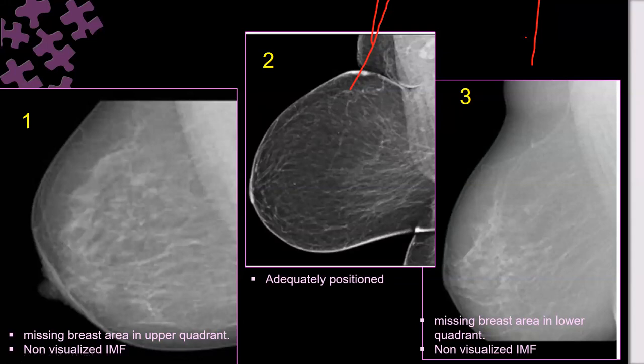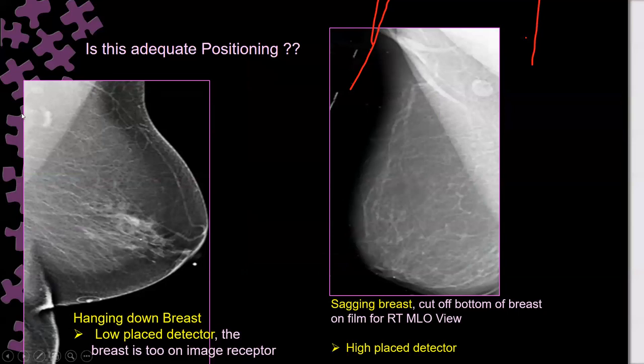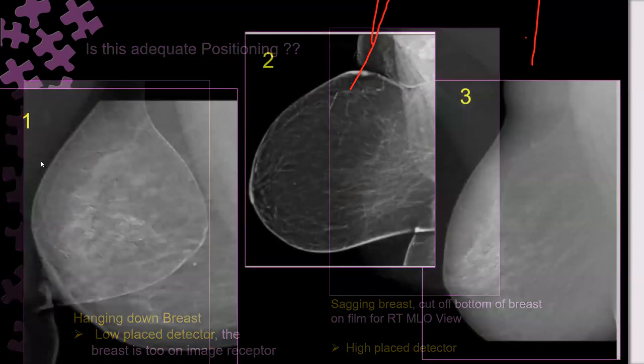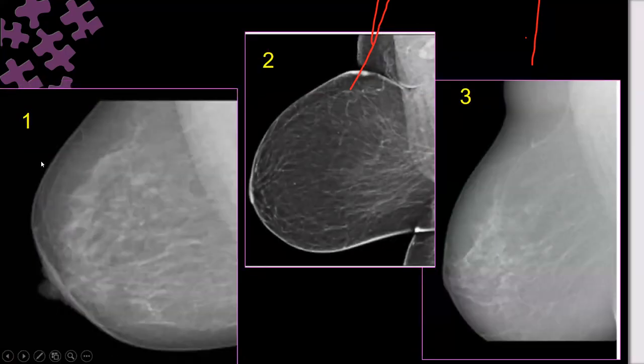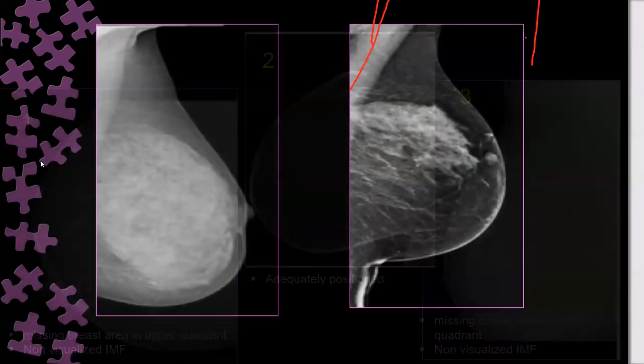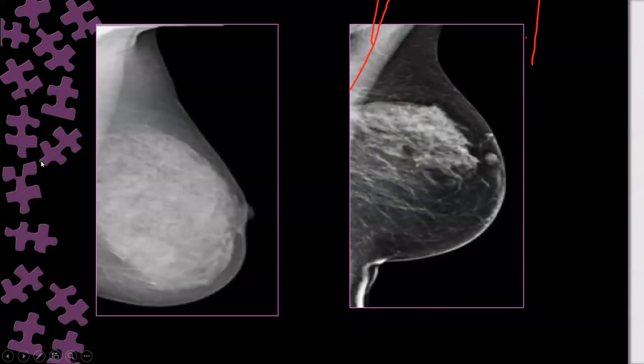Okay? But for this one, look at how it looks. It is high, and here you can see much better than here. You can see more pectoralis here, it still is not sufficient. Okay? What about this one?